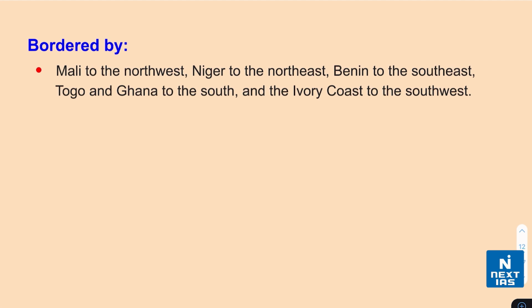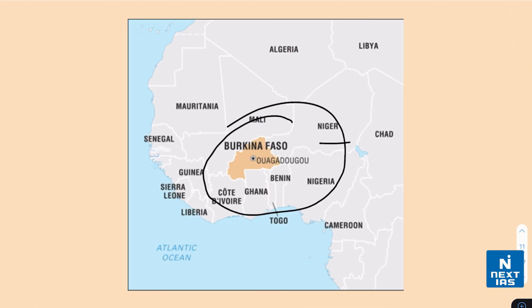So if we talk about its location, it is bordered by Mali to the northwest, Niger, Benin, Togo, and Ghana, and Ivory Coast to the southwest. So, as you can see in the map, Niger, Mali, Ivory Coast, Ghana, Togo, and Benin.